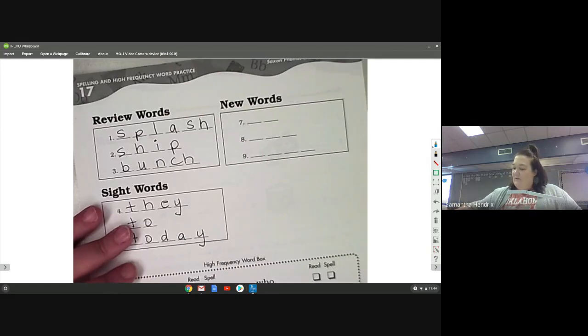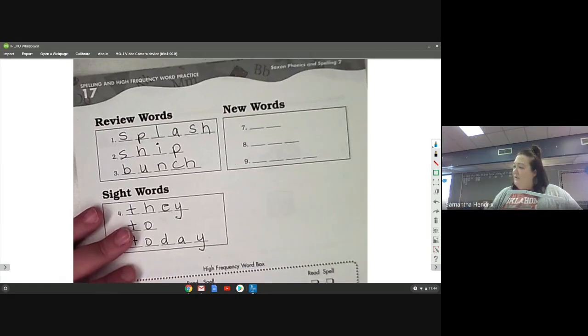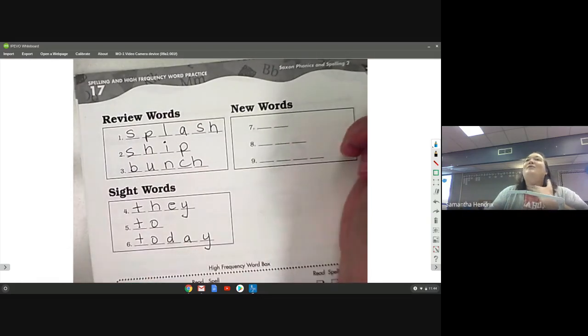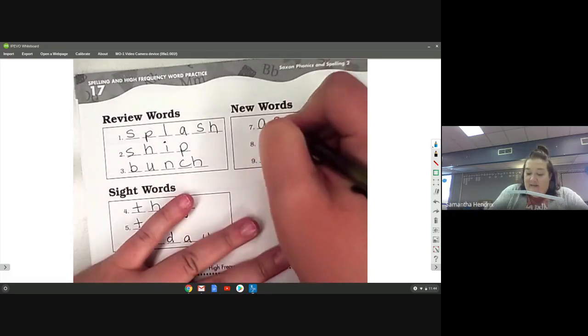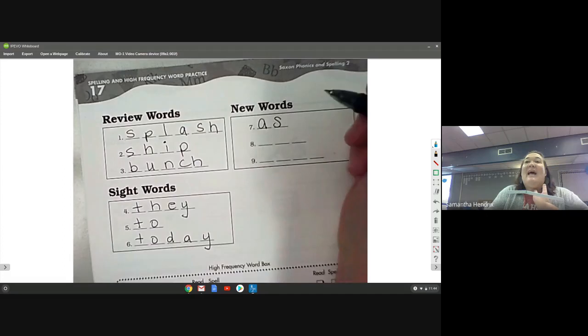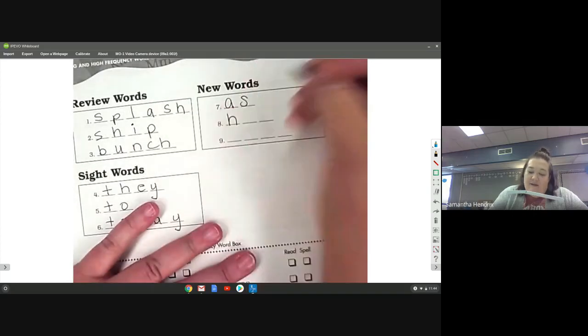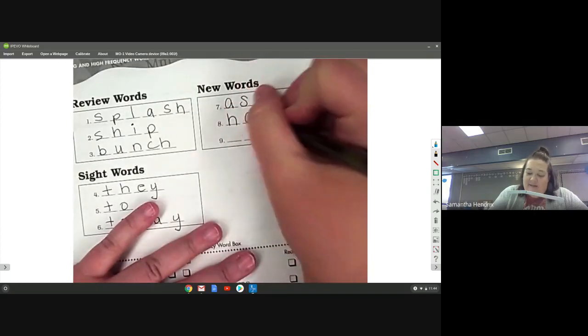We'll go ahead and do them though since I'm here. Okay, new word: as. So put your finger up here. As. We know it's an S, but it's the Z sound because it's voiced. Okay, has. And then as, has.